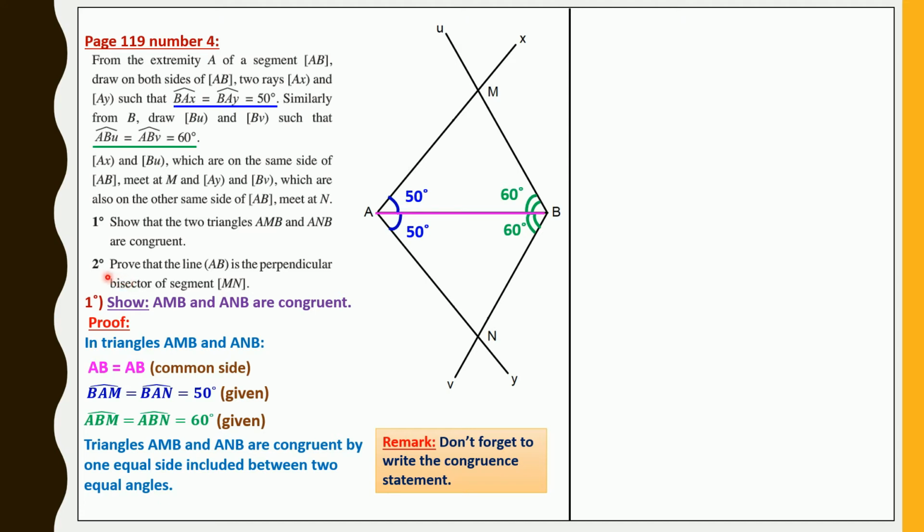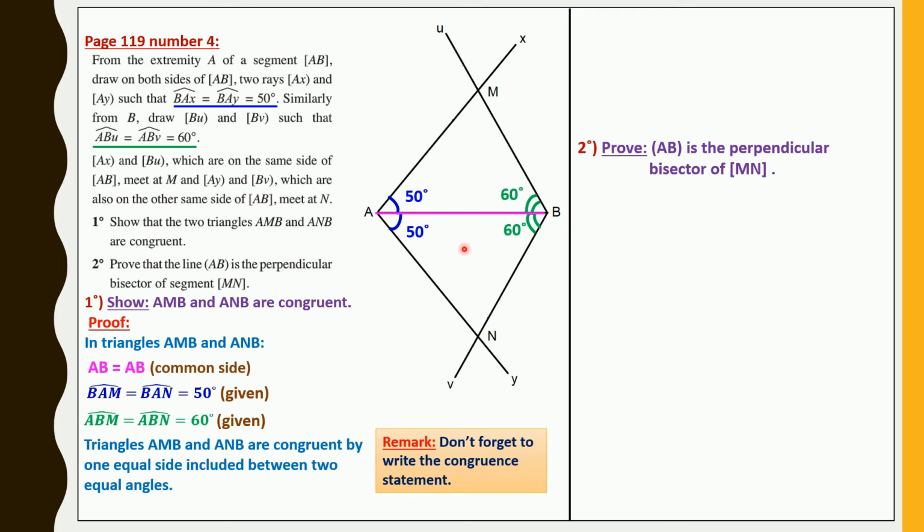Now question 2. Prove that the line AB is the perpendicular bisector of segment MN. Prove, underline, AB is the perpendicular bisector of MN. So don't forget to write the question first. Here, to prove that a line is the perpendicular bisector of a segment by definition, we need to prove that it's perpendicular to segment MN at its midpoint. But here, since this perpendicular is not constructed, we have no information about it, nor about the midpoint of MN, so we need to find another method.